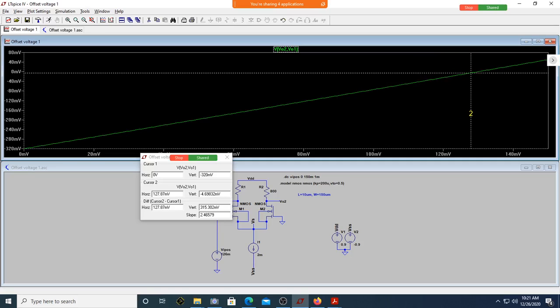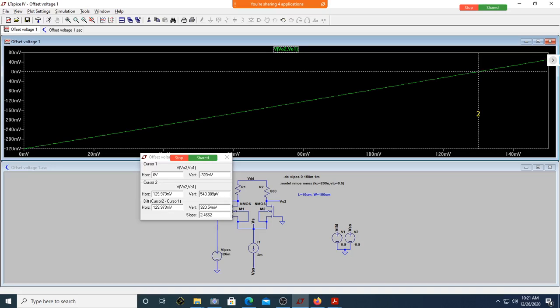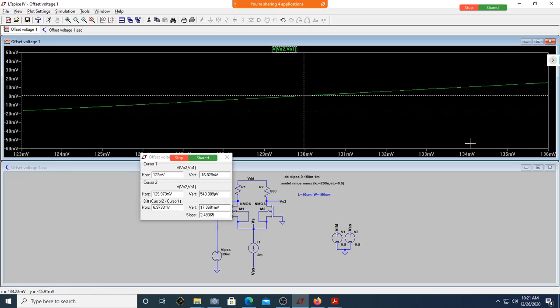As per simulation, it is coming out to be 0 at, let me zoom it. How much is this? 129 millivolt, to be exact, as per simulation. As per calculation, it was 126 millivolt. Done?